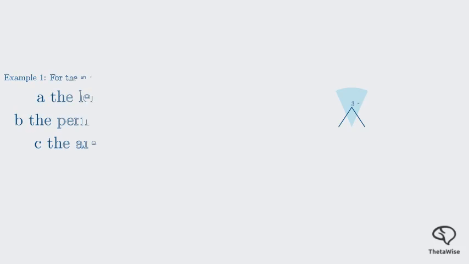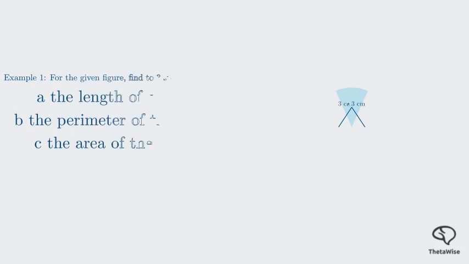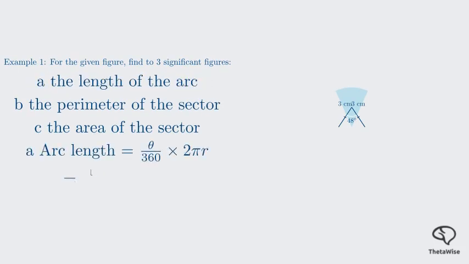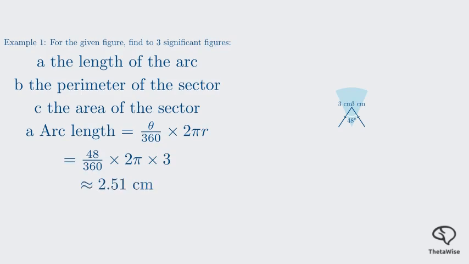Now let's work through some examples to solidify these concepts. Consider a sector with a radius of 3 centimeters and a central angle of 48 degrees. We need to find its arc length, perimeter, and area. First, for the arc length. Using the formula arc length equals theta over 360 times 2 pi r, we substitute the values. Theta is 48, r is 3. This gives us 48 over 360 times 2 pi times 3. Calculating this, we find the arc length is approximately 2.51 centimeters. This is how long the curved part of our sector is.